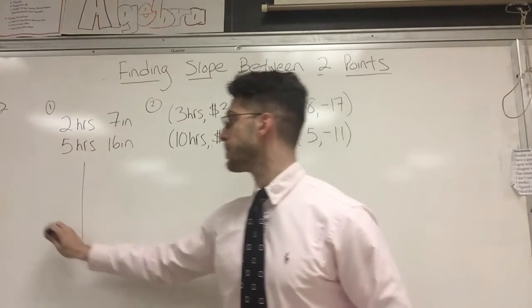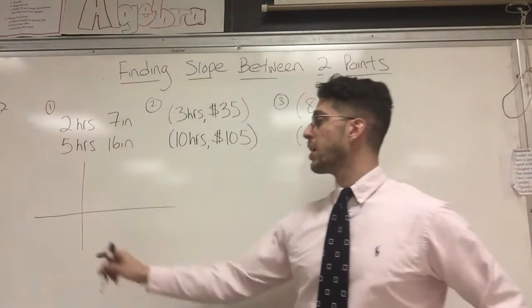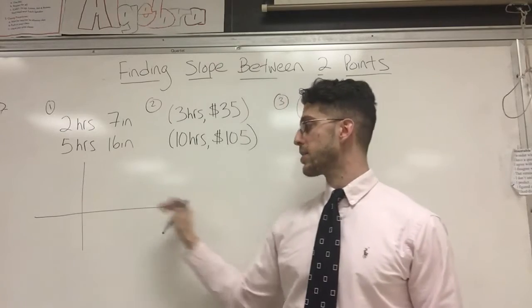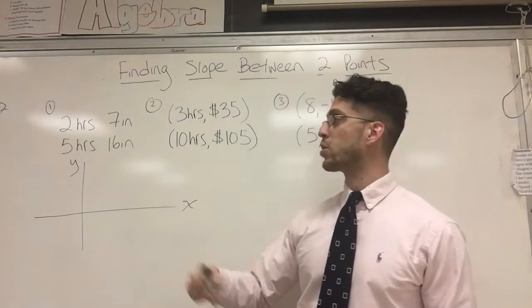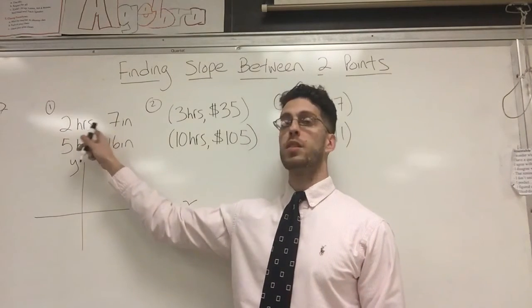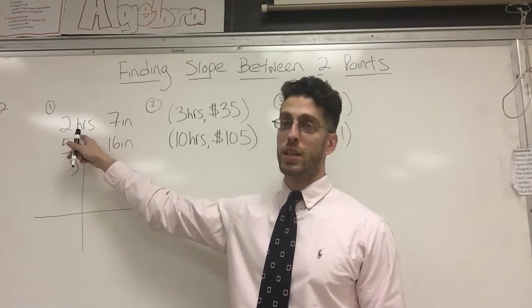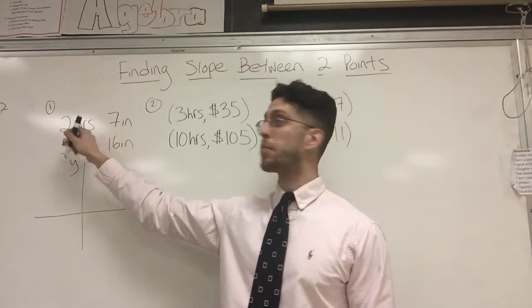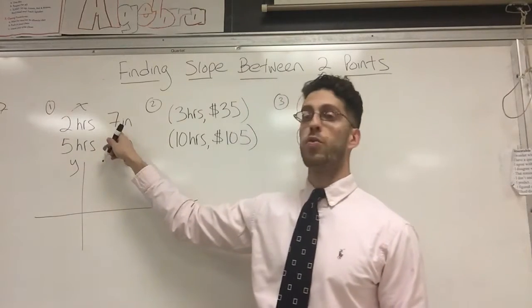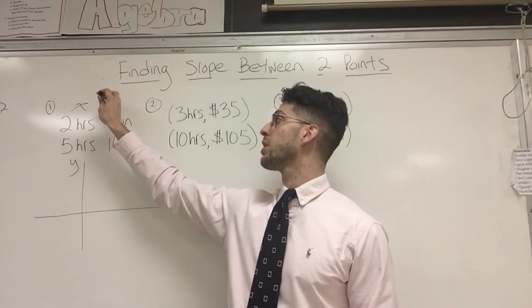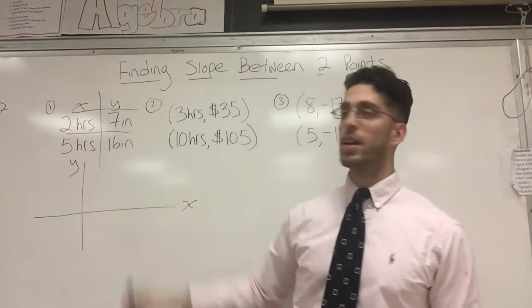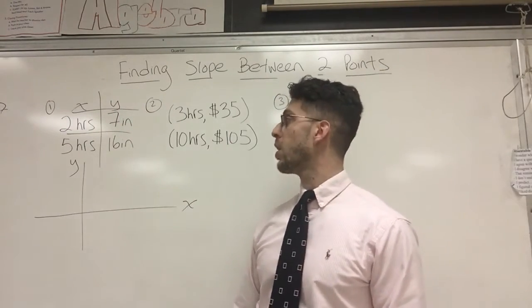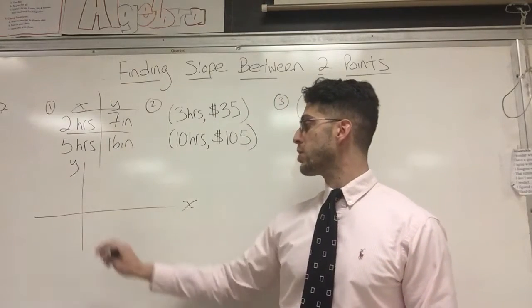So I'm going to graph it just to give you an idea. And my independent axis is the x-axis, my dependent axis is the y-axis. That's always the case. So you got to figure out which one is independent. Usually 99.9% of the time, hours is independent, and then the snowfall depends on the hours. So this is my x, this is my y, that's my mini table with 2 values. Okay, so 2 hours, 7 inches.